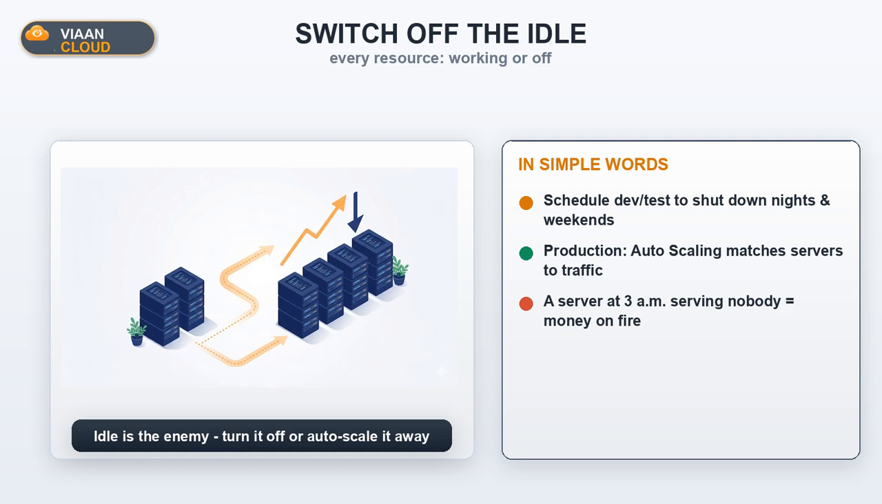And for production, lean on autoscaling. It adds servers when traffic is high and removes them when it's quiet, so you're paying for the load you actually have minute to minute, not for your worst-case peak around the clock. Idle is the enemy. Every resource should either be doing useful work or be switched off.